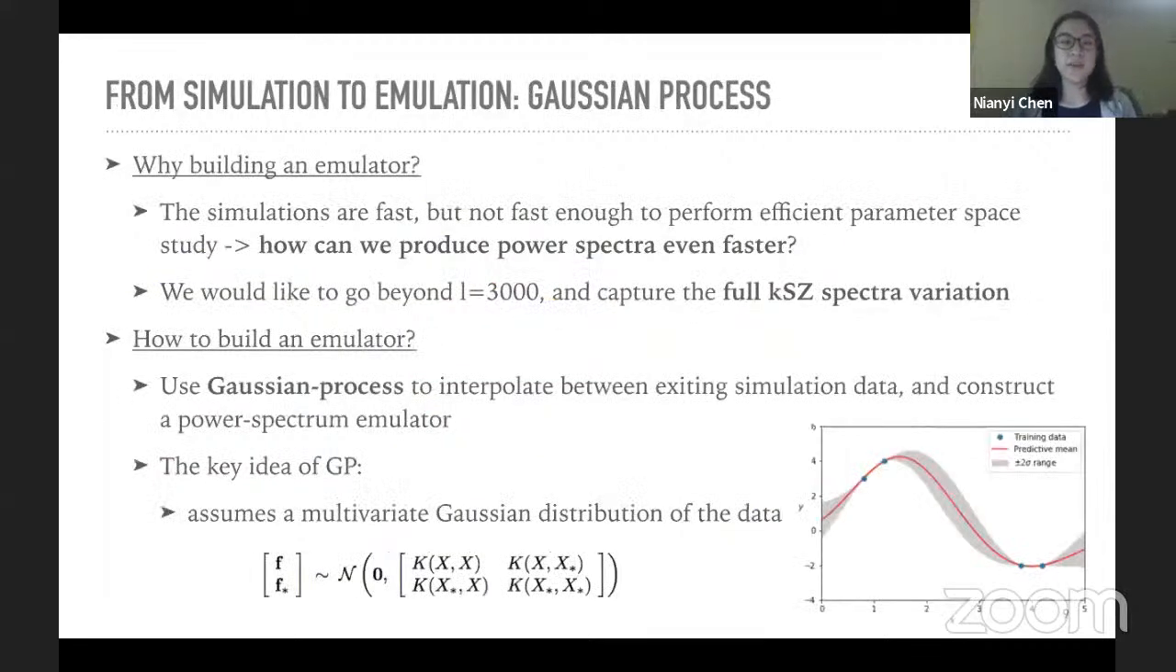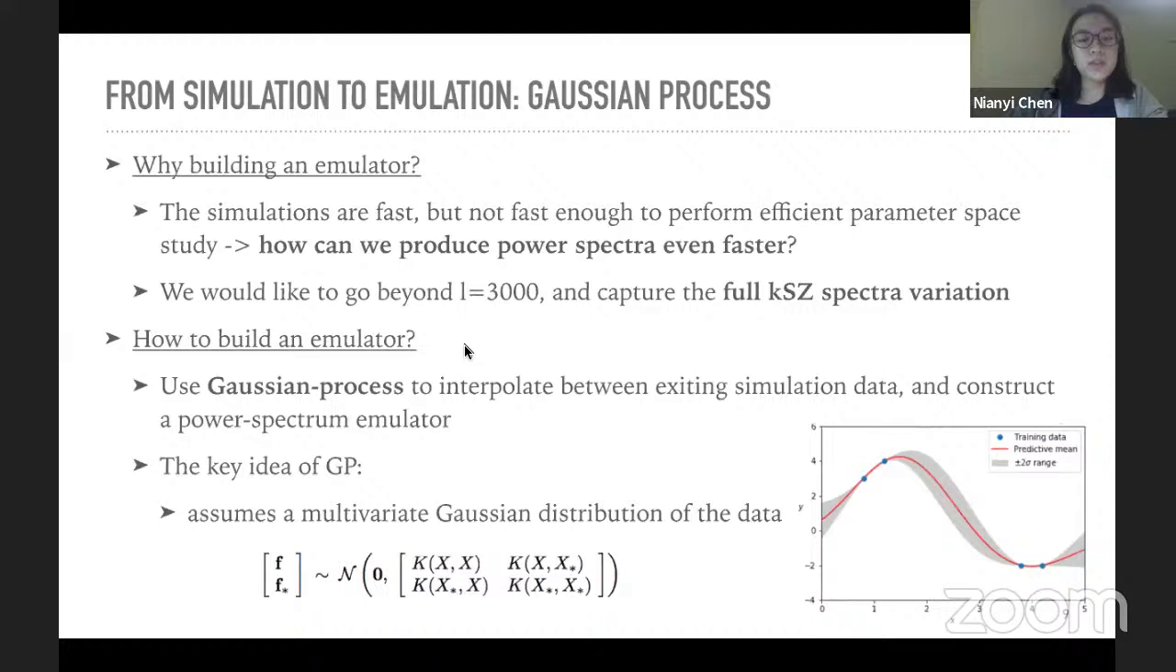So far I talked about the results from the semi-numerical code, which is great and it's fast. However, we want to ask the question, can we go even faster? Because with hours of simulation, it's not possible to do a full parameter space study or likelihood analysis. So we have this idea of building an emulator from the simulation data, which is able to produce the full kSZ spectra in seconds. We use Gaussian process regression to generate our emulator.